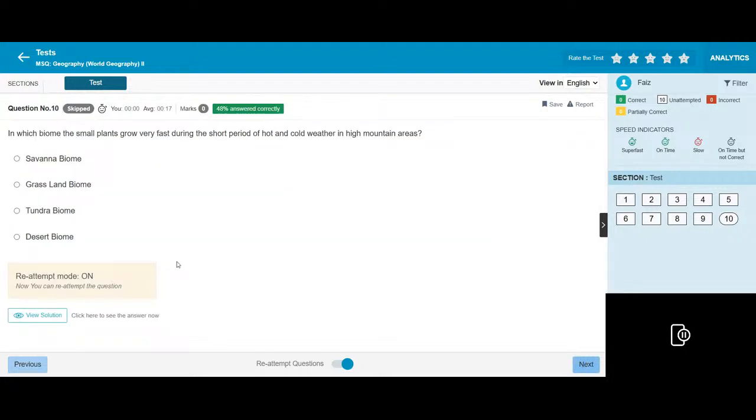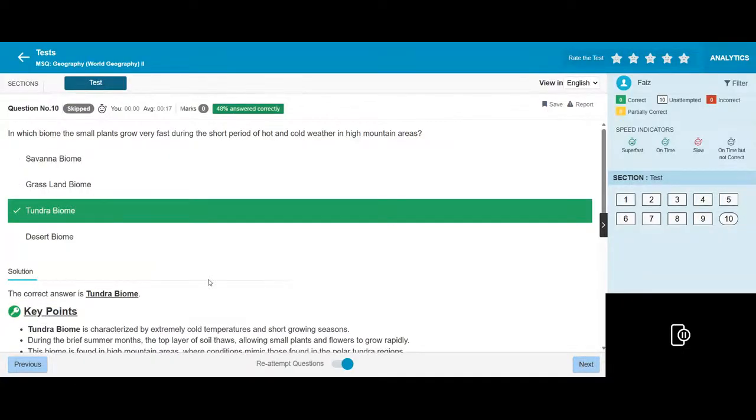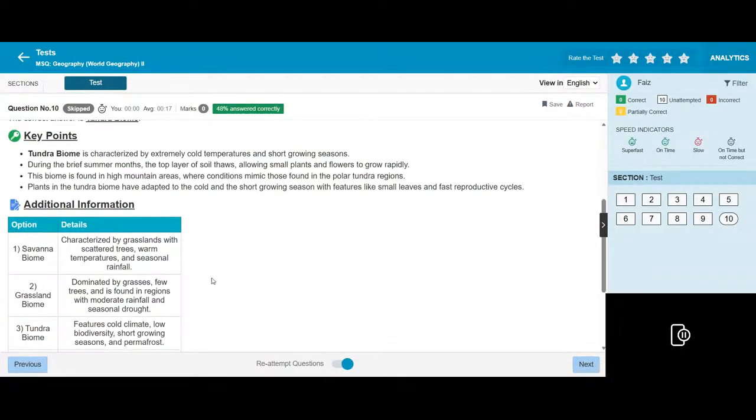In which biome do small plants grow very fast during the short period of warm weather in high mountain areas? The tundra biome. The tundra biome is characterized by extremely cold temperatures and short growing seasons. During the summer months, the top layer of soil thaws, allowing small plants and flowers to grow rapidly. This biome is found in high mountain areas, where conditions mimic those found in the polar tundra regions. Plants in the tundra biome have adapted to the cold and the short growing seasons with features like small leaves and fast reproductive cycles.